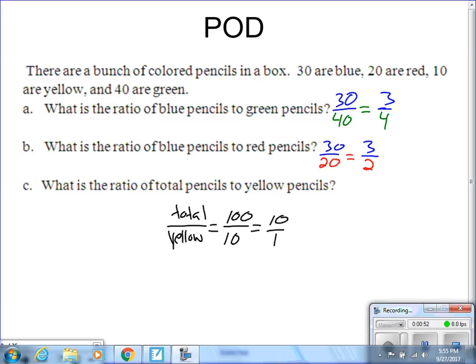Well, to get your total, you got to add them all up. So 30 plus 20 plus 10 plus 40, that adds up to 100. So your total is 100, there's 10 yellow, that reduces to 10 over 1. And remember, you got to have the 1 on the bottom. You can't just have 10 there. Okay, a ratio has to have two numbers. Okay, so moving on here.